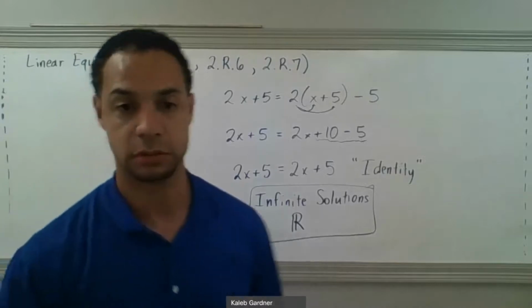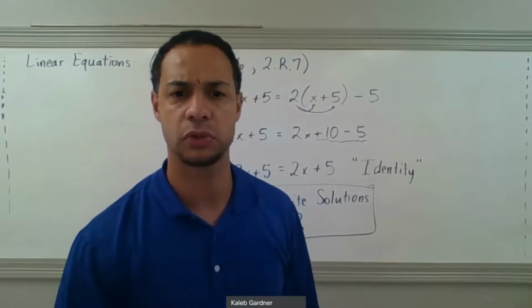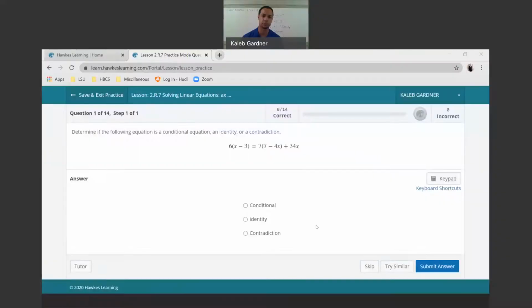All right, give me just a second. Okay, so here we go. I'm going to share my screen with you. There it is. And okay, so look at this example, please. While I erase and copy it down, I want you to look at the vocabulary. This is from lesson 2.R.7. It says, determine if the following equation is a conditional equation, an identity, or a contradiction. So on this question, all we have to do is identify conditional, identity, or contradiction. But in order to do that, we're going to have to work it out.